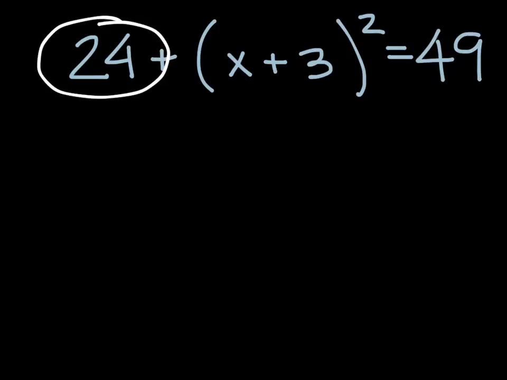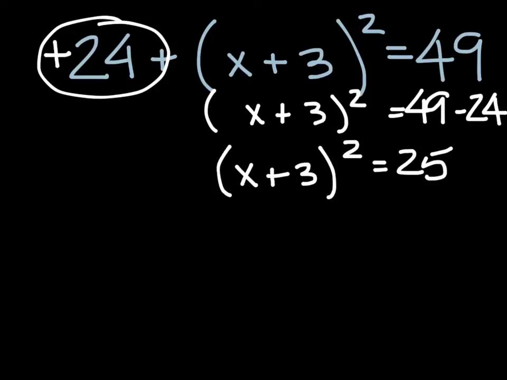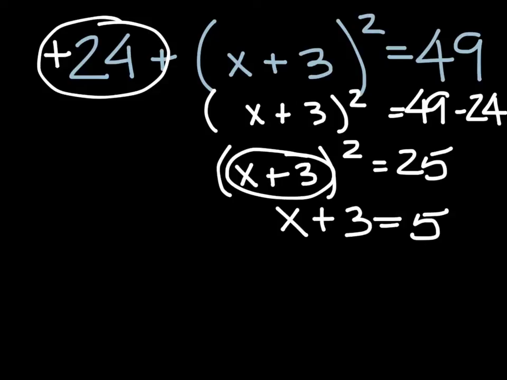Moving this to the right side makes it 49 minus 24 because there's a plus sign here that's not written. So the quantity squared of x plus 3 stays where it's at. What's 49 minus 24? 25. And what number do I multiply by itself to get 25? 5. That means 5 must be equal to x plus 3. What do I add to 3 to get to 5? 2 is right. 2 is the answer.